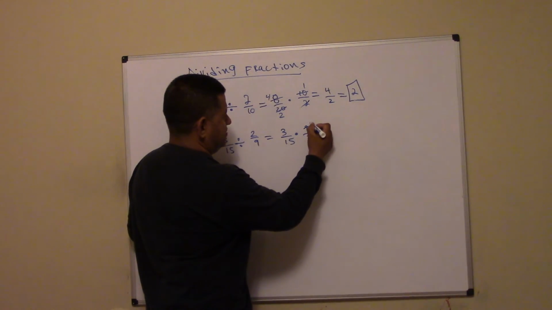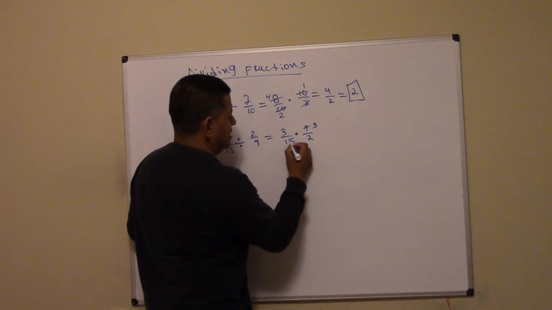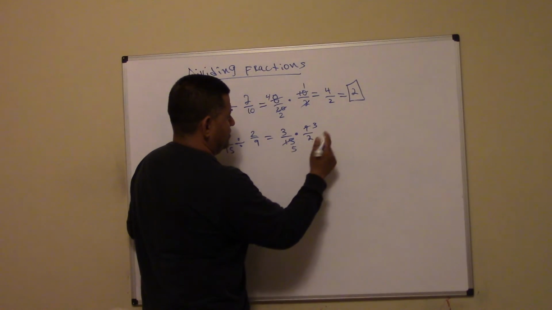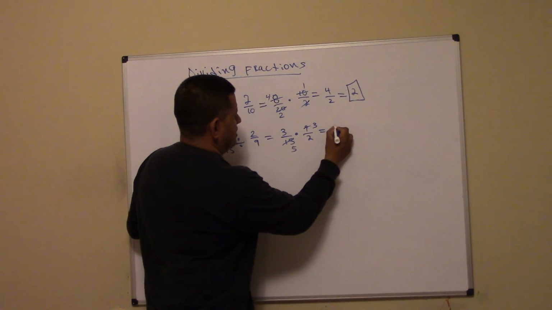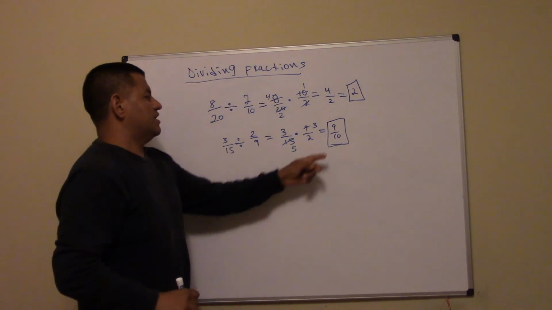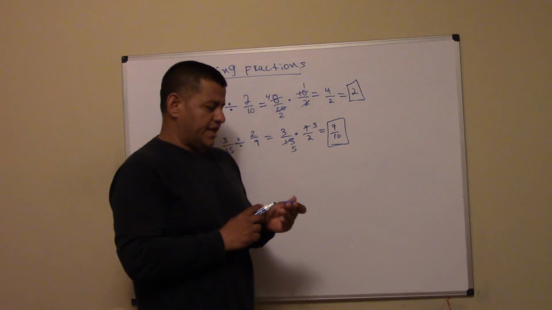I can cancel this: 3 goes into 9 3 times, and 3 goes into 15 5 times. So then it's going to be 9/10, which is also a valid answer because the numerator is less than the denominator.